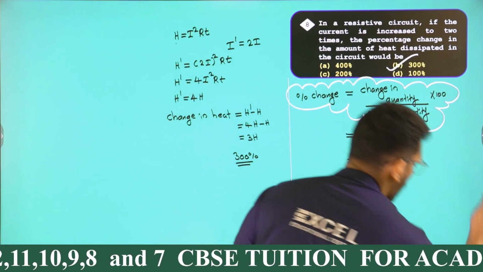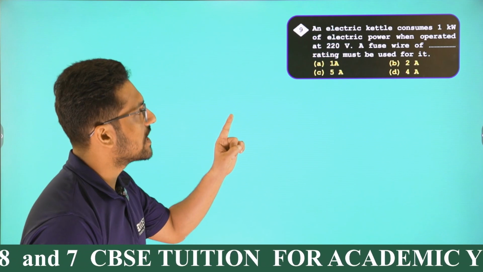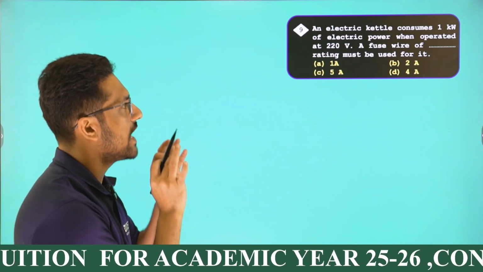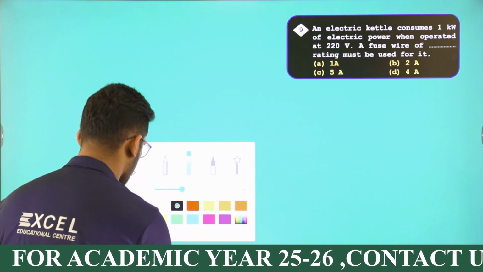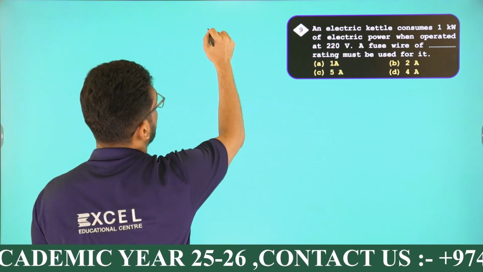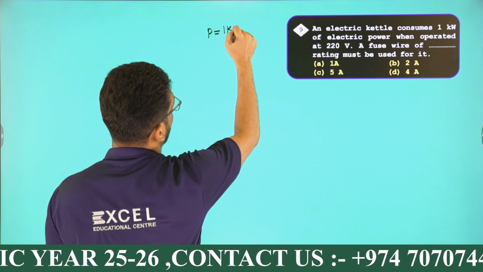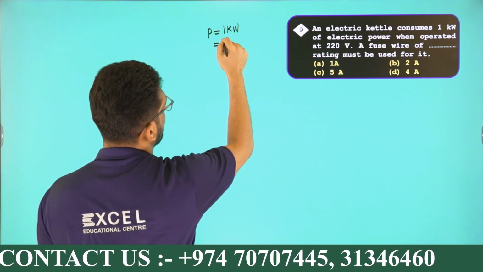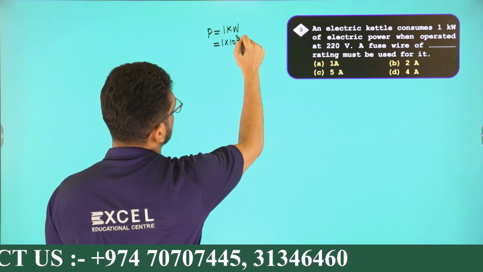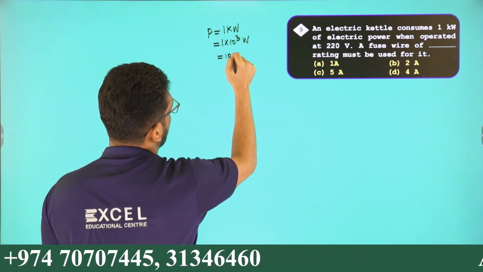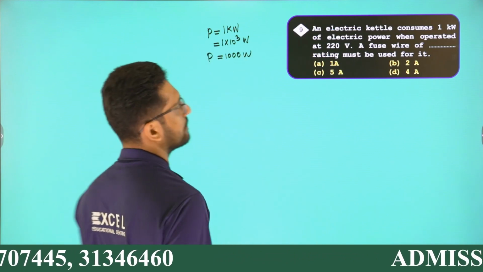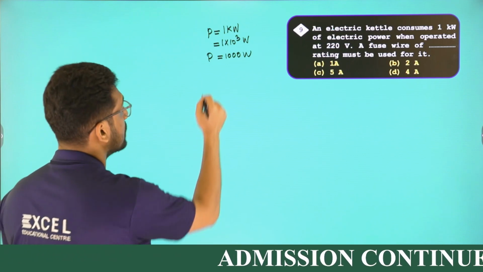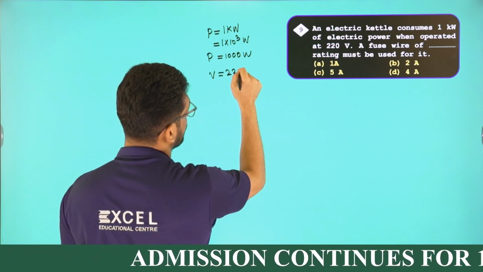Okay. Now, the next one. An electric kettle consumes 1 kilowatt of electric power when operated at 220 volt. Let's write the power. What is the power of the electric kettle? 1 kilowatt. I am converting that into watt, I am not doing the calculation in kilo. So 1 into 10 raised to 3 watt. What will be that? 1000 watt. That's the power. When operated at 220 volt, so the voltage is given. What is the voltage? Voltage is 220 volt.